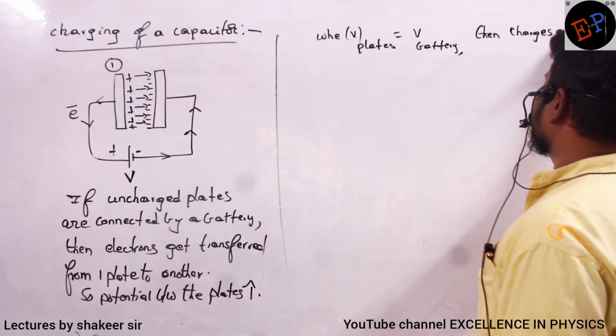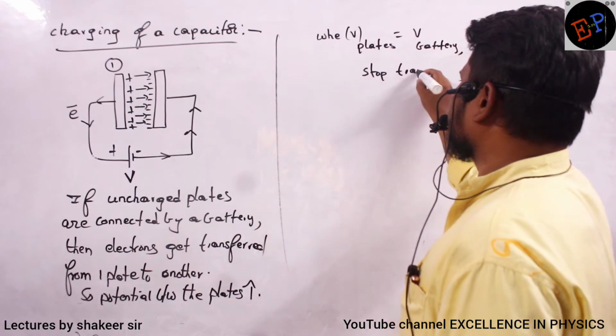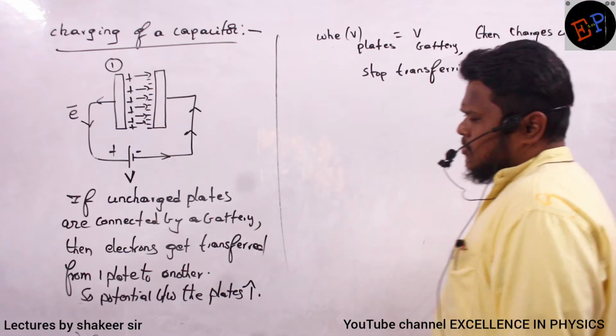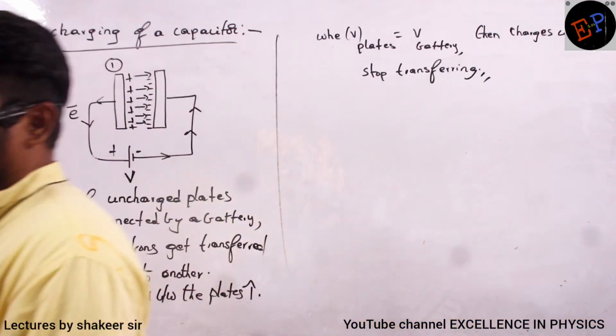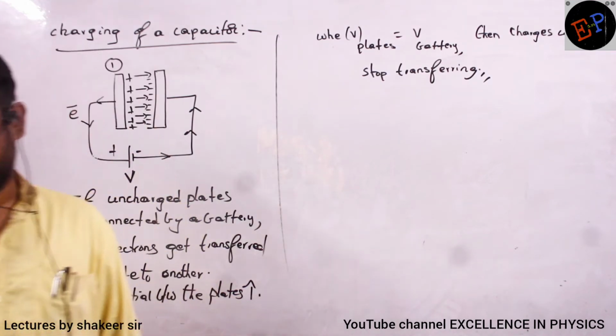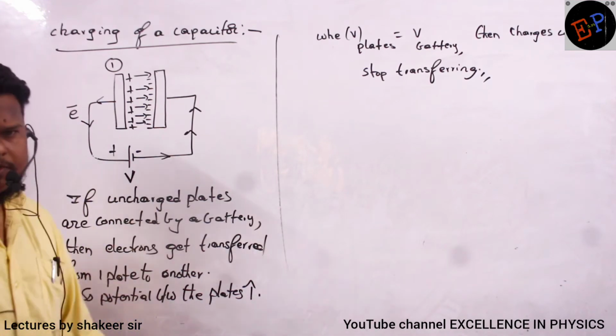Charges will stop transferring. So until the potential difference becomes equal, these charges will travel. After that, the traveling of charges will stop. So this phenomenon is called charging of a capacitor.